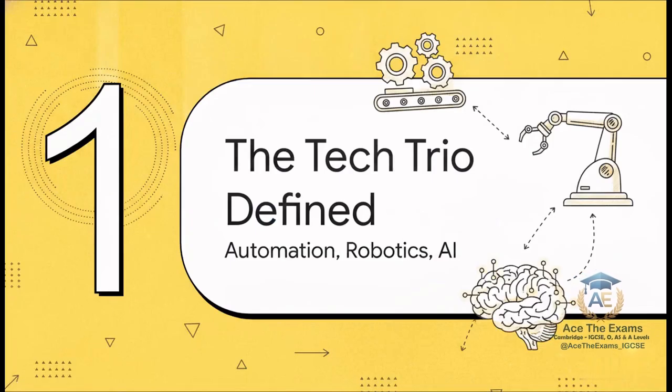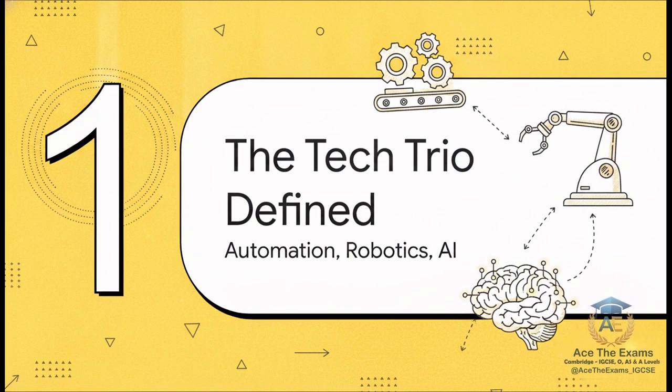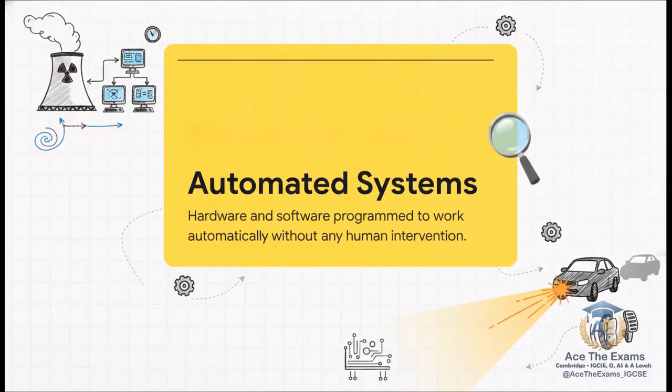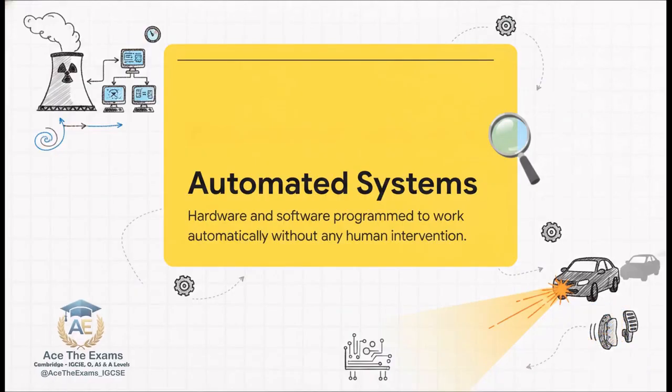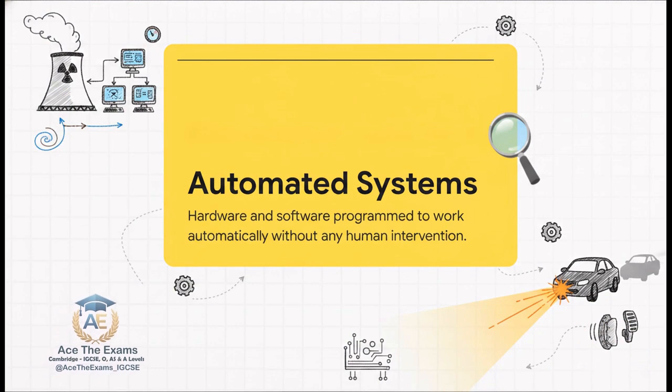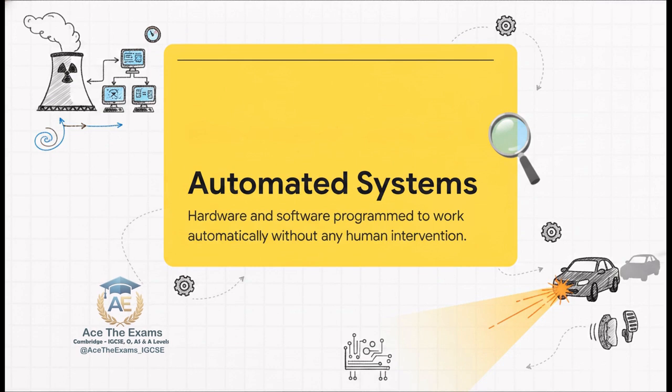Section 1, the tech trio defined. We're going to begin by clearly separating three concepts that students constantly mix up on their exam papers. It is absolutely crucial that you have a crystal clear boundary in your mind between automated systems, robotics, and artificial intelligence. So, starting with automated systems, the main takeaway here is that these systems run entirely on their own.